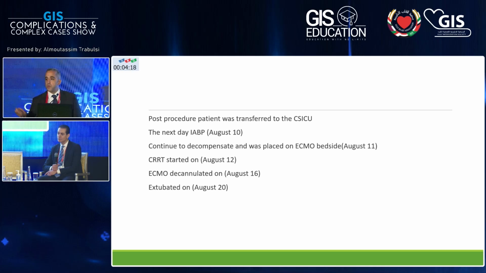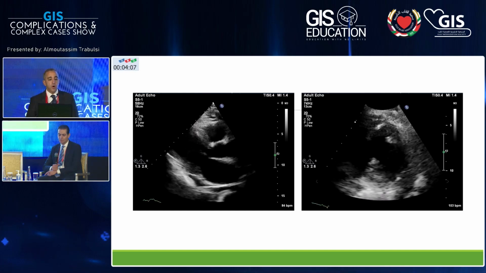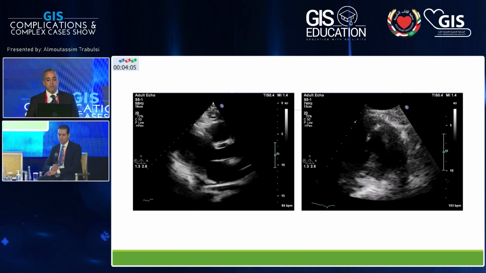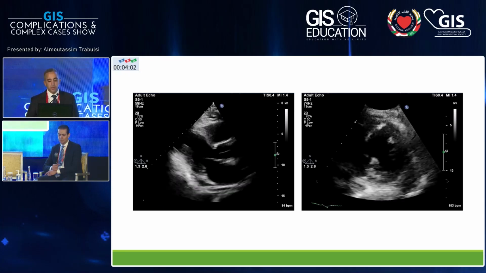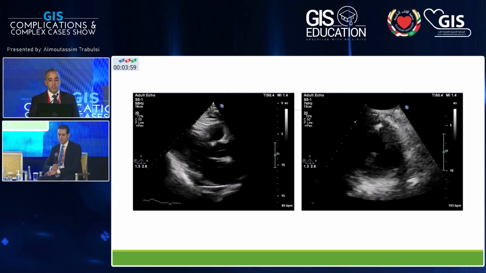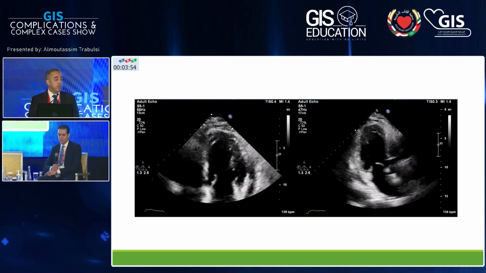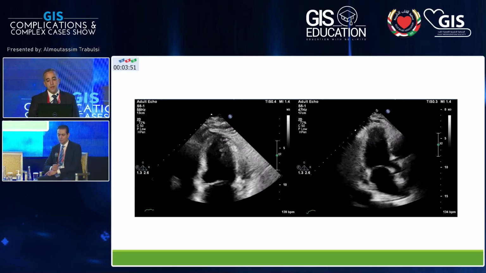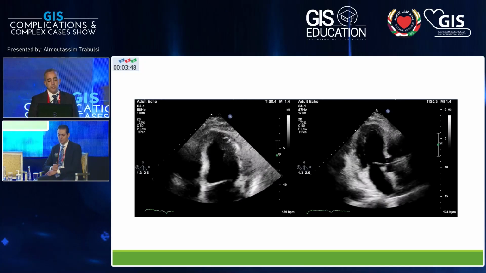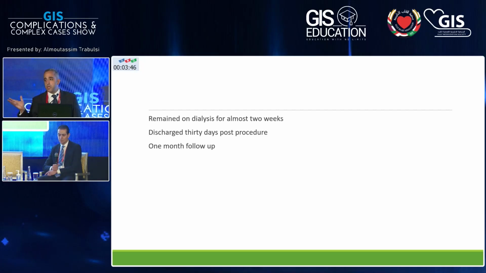He went to the operating room. He was decannulated at that time, and then he was extubated around August 20th. He remained on dialysis for around 2 weeks, and this is his echo on the 16th. He had a normal LV function, preserved wall thickness, and even his RV was normal in size and function as well, as you can see in these pictures. This is another view just showing how the LAD territory and apical segments recovered after the PCI, and he has no wall motion abnormality.